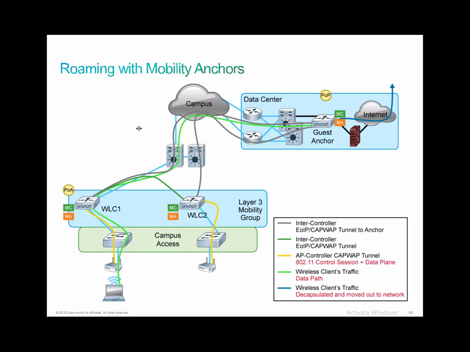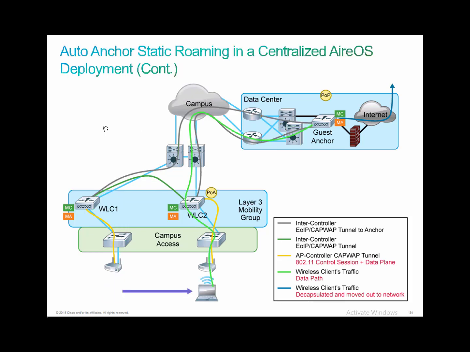So what happens if the guest roams through the network? Well, it's a simple process, right? The client roams from an AP attached to controller 1 to an AP attached to controller 2. The guest's point of attachment is now with controller 2. That database information is being exchanged between controller 1 and controller 2, just like we saw with regular layer 3 mobility roaming and layer 2 mobility roaming. The guest's point of presence is still attached to the guest anchor. And then the guest user's traffic gets tunneled from wireless LAN controller 2 to the anchor controller.